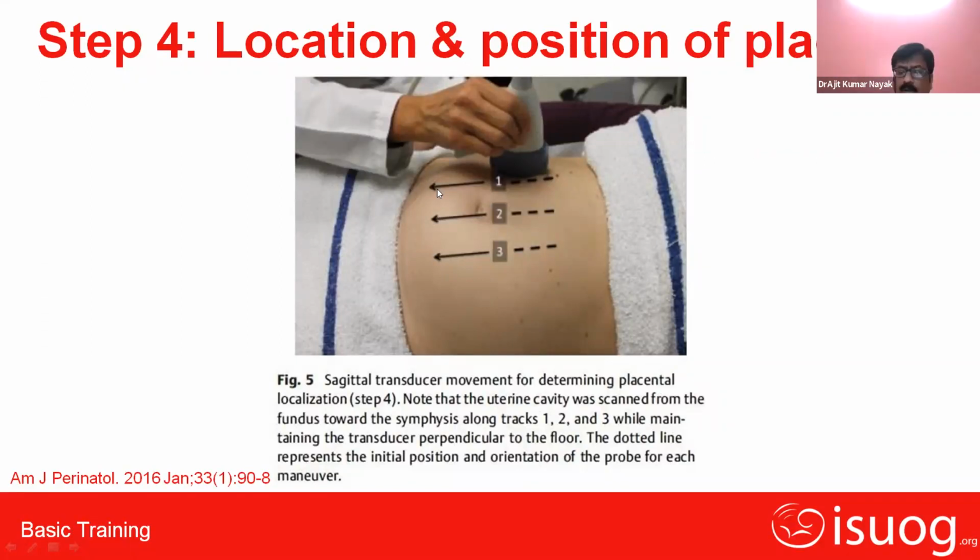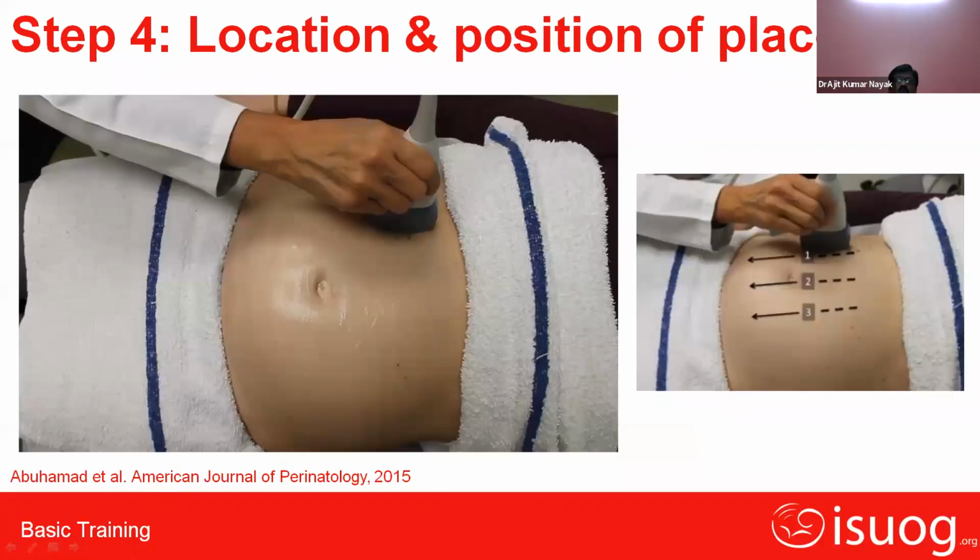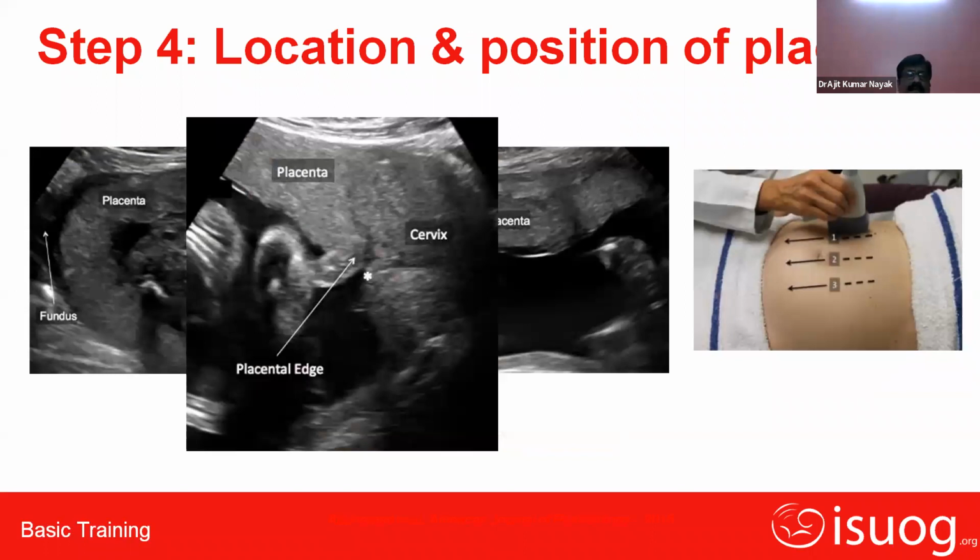This is about placental localization. Again, they are describing how to move the probe. This is the initial orientation of the probe, and these are the figures where the probe will be subsequently moved to exactly locate the placenta where it is. As we know, placental localization depends upon the lower edge of the placenta, how much distance it is from the internal os.